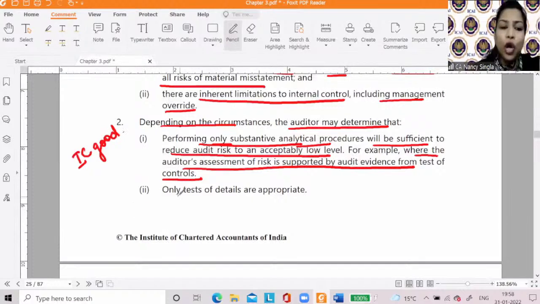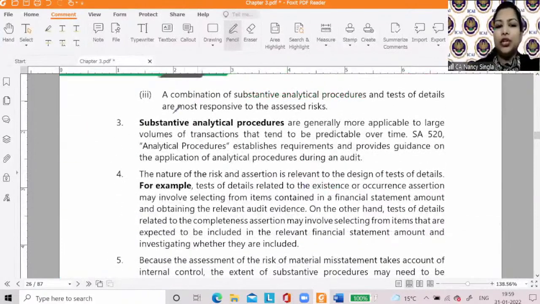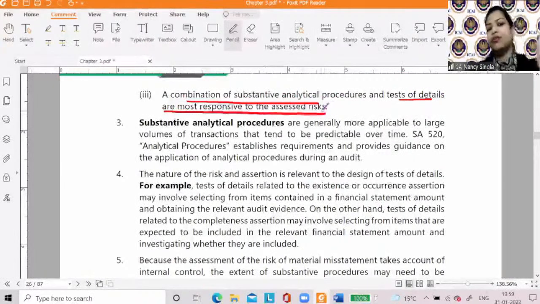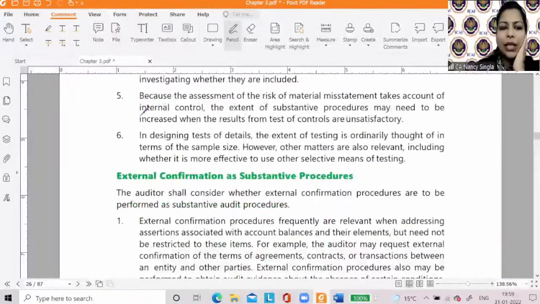ठीक है. Or only test of details are appropriate. नहीं, the ICs are not good, है ना. I will have to check the transactions in detail. The auditor may decide that. Or a combination of substantive analytical procedures and test of details are most responsive to the assessed risk. Now, what are substantive analytical procedures? I have told you, and in chapter SA 520, Analytical Procedures, you will be doing this. And this point I will discuss because the assessment of risk of material misstatement takes into account internal control.